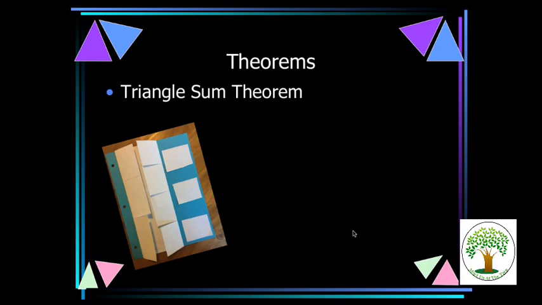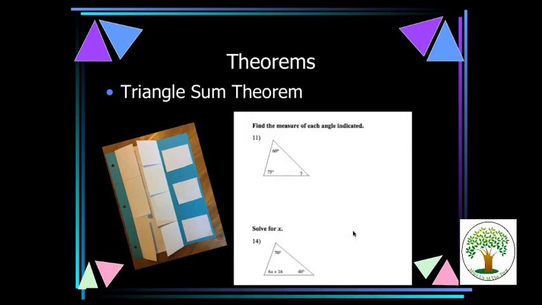The sum of the measures of the interior angles of a triangle is 180. So what in the world does that mean? What's the word sum mean in math? Add up. So all of the angles in a triangle add up to what? 180. All right, we're going to do these in a minute.